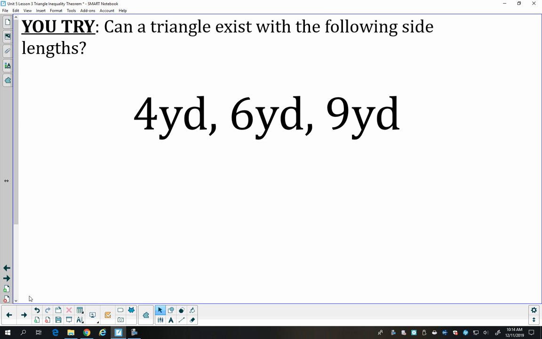So I want you to try this one. I want you to tell me whether or not a triangle could exist with sides 4 yards, 6 yards, and 9 yards. Just answer yes or no. And then if you have questions, we'll talk about it in class.